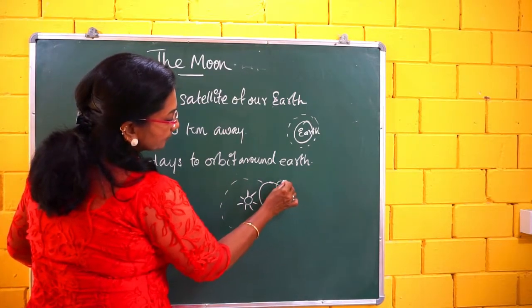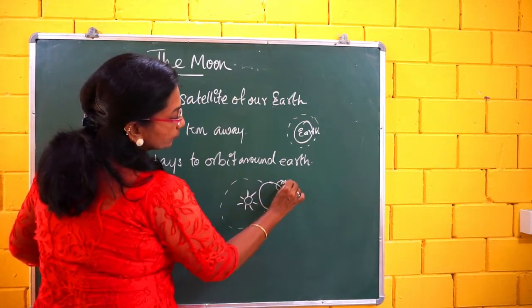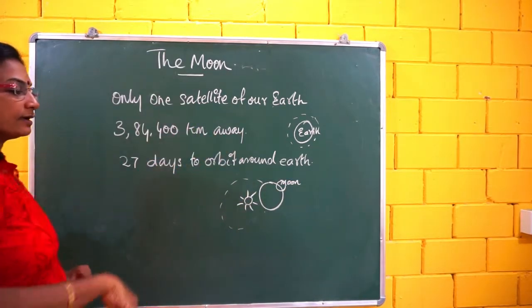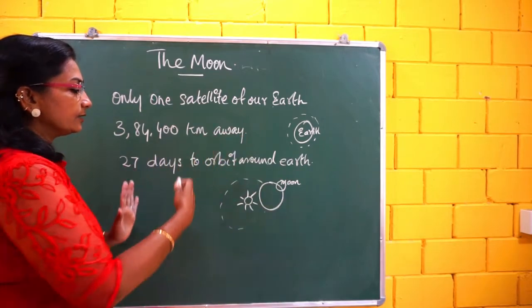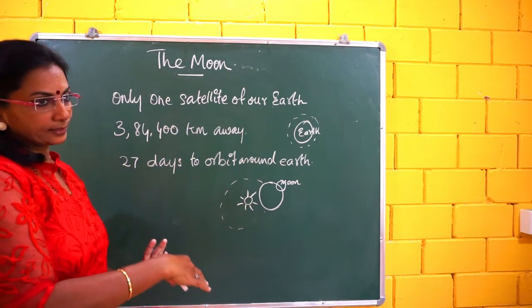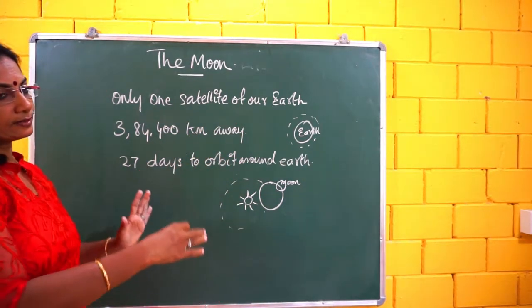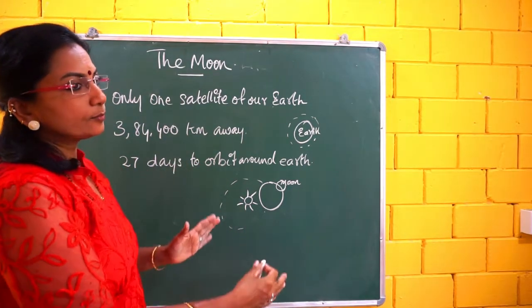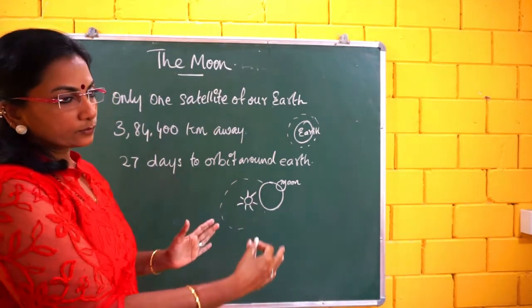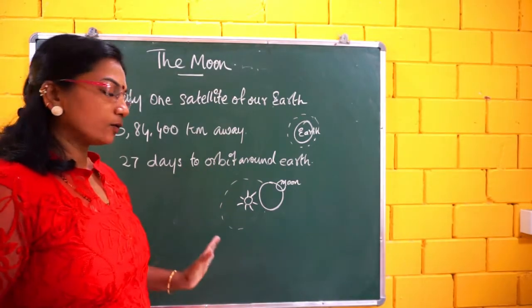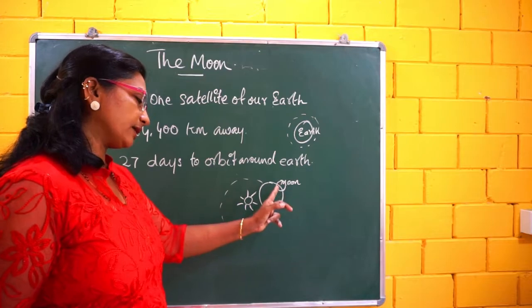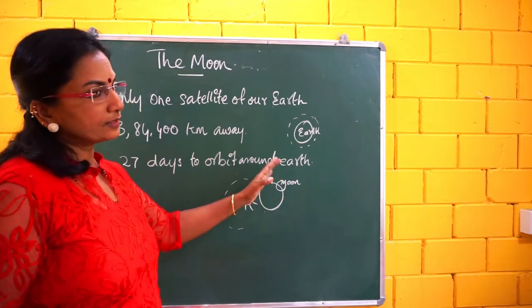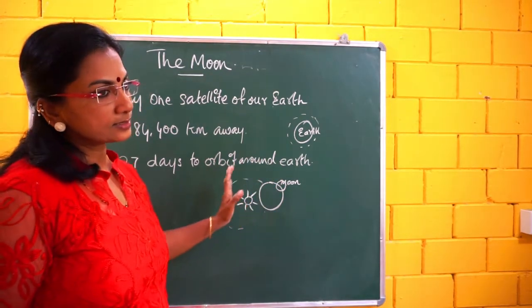At the same time, with the earth, the moon is also revolving around the sun. So both the earth and the moon together are revolving around the sun. That means while the earth is orbiting the sun, the moon is also orbiting the sun. While it is orbiting around the earth, it is doing two things: it is orbiting around the earth, and at the same time, with the earth, it is orbiting around the sun too.